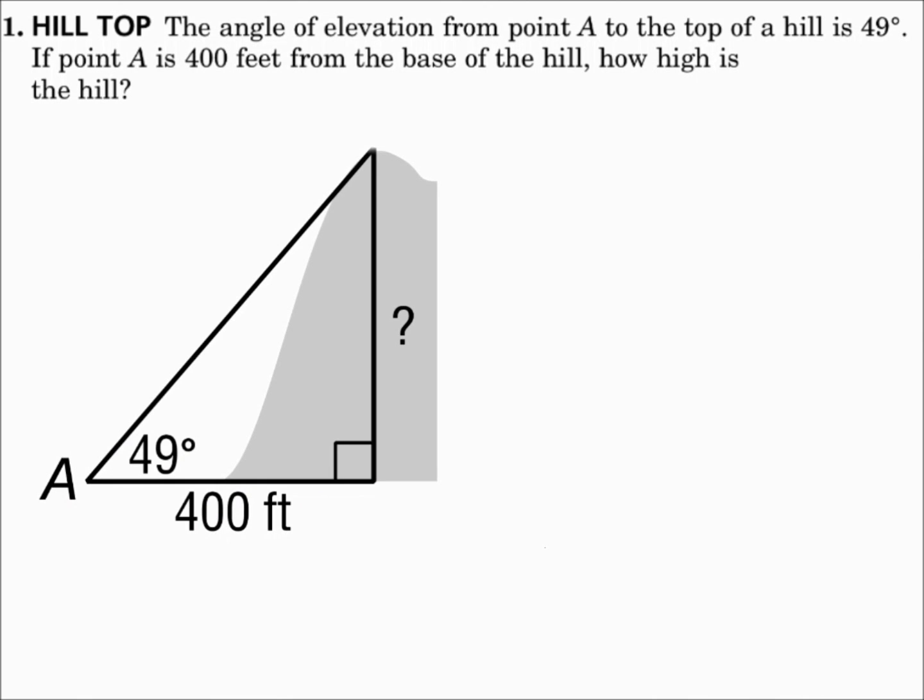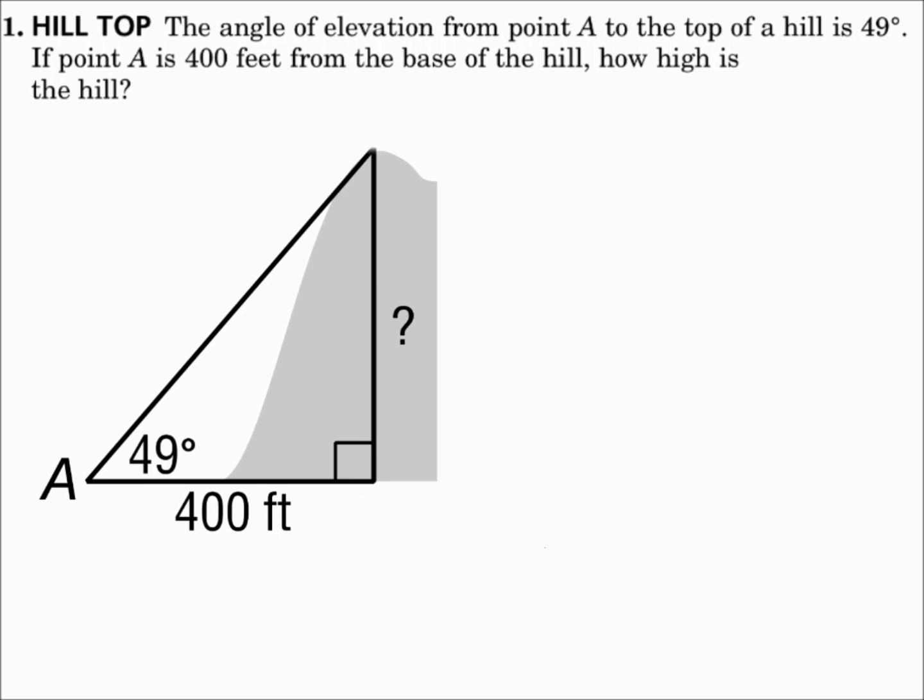Problems involving angle of elevation and angle of depression, since we have right triangles and we're dealing with side lengths and angle measures, we're going to use trigonometry. Number 1. The angle of elevation from point A to the top of a hill is 49 degrees. If point A is 400 feet from the base of the hill, how high is the hill?